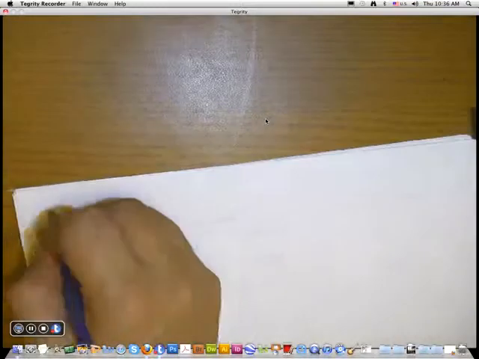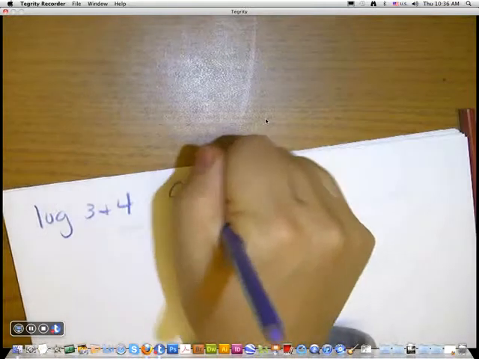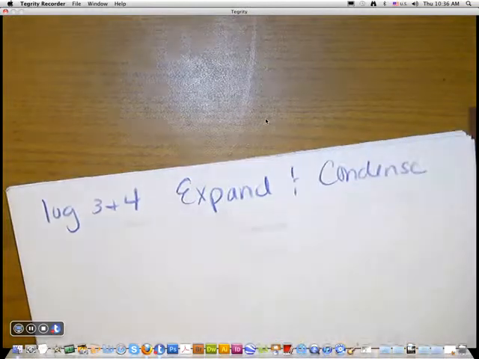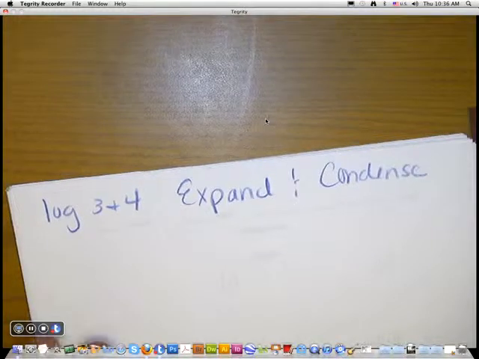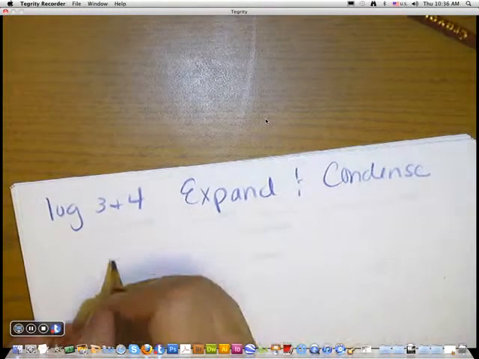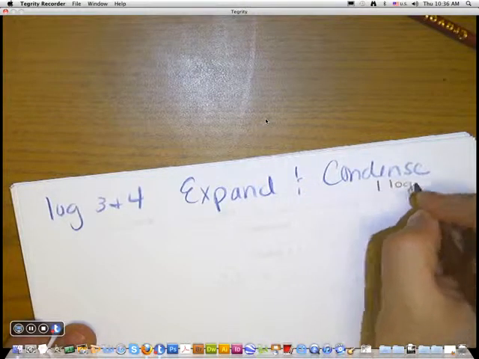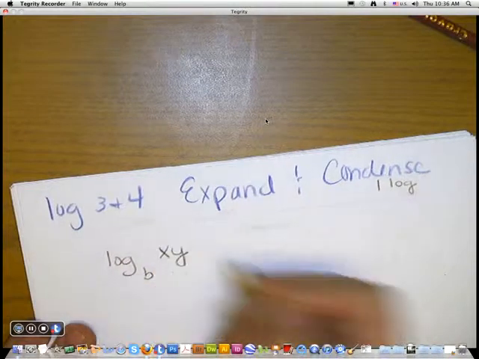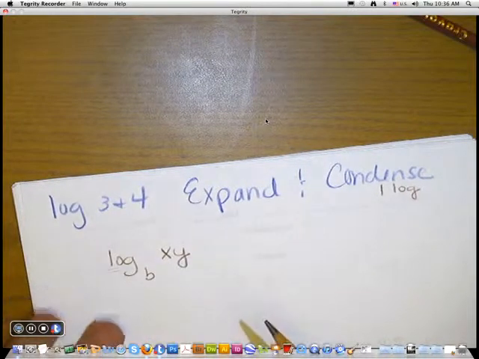Okay, logs 3 and 4. We do these together because it's called expand and condense. These are done at the same time because you need to be able to change from one to the other pretty quickly. Now what happens here is that when something is condensed, it is written as one log. So if I have log base b of xy, this would be condensed because it is one log. The log word is only there one time.